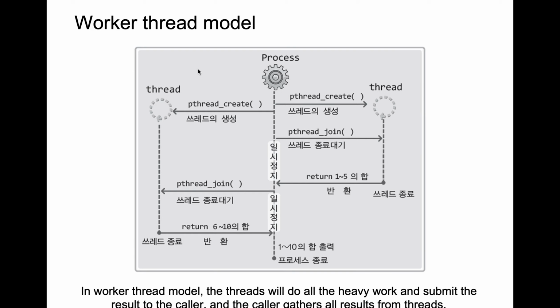So the next thing is the idea of how threads execute large scale jobs, for example downloading, like I told, downloading 1 GB of file. The idea of threads relies on making threads do all the heavy work and submit the result to the caller, to the process, to the main thread. And the caller gathers all the results from the threads.